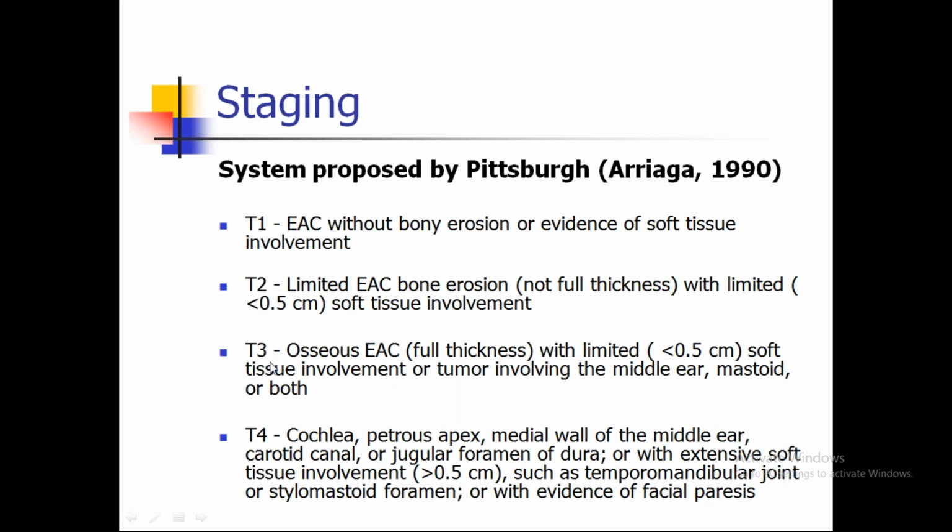More than 0.5, then it is T3, and it also involves the middle ear and the mastoid or both. If it has involved cochlea, petrous apex, or every other part, then it is T4. Okay, so T1 is only present in EAC, T2 less than 0.5 centimeters and some bony erosion, T3 more than 0.5, that is full thickness of the bony EAC is involved, and if it is invading all other structures, then you can consider it as T4.